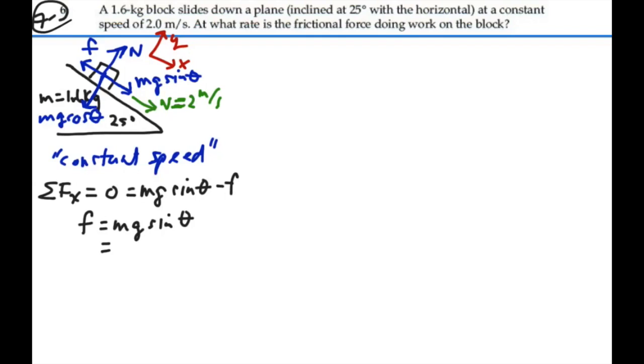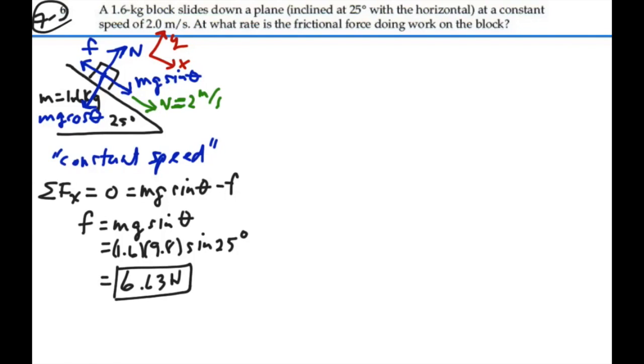And in this case, that's going to be 1.6 kilograms times 9.8 meters per second squared times sine 25 degrees. And this is equal to 6.63 newtons. So that is the frictional force acting on the block. Nice to know. Let's consider now the power situation. The power expressed by this frictional force.